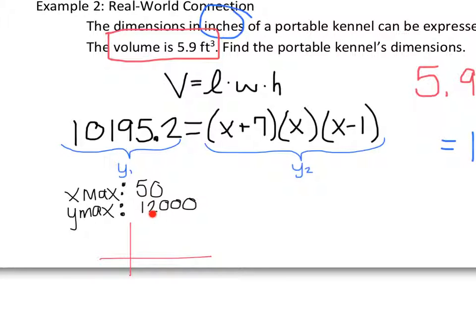50 for the x max and 12,000 for the y max. It should look something like that if you set your window that way.